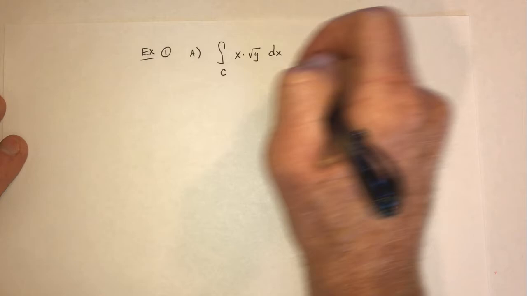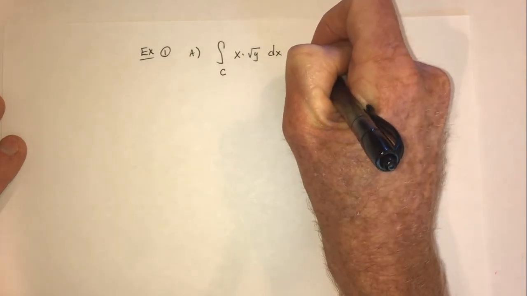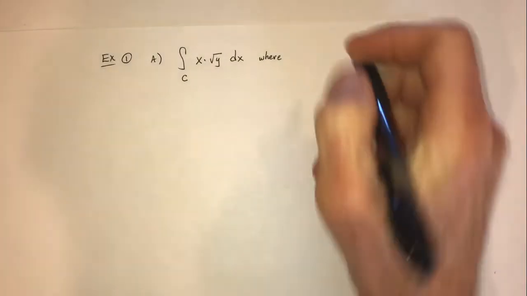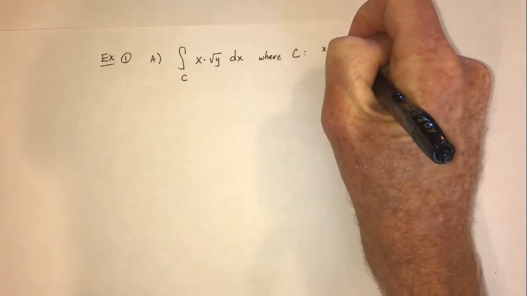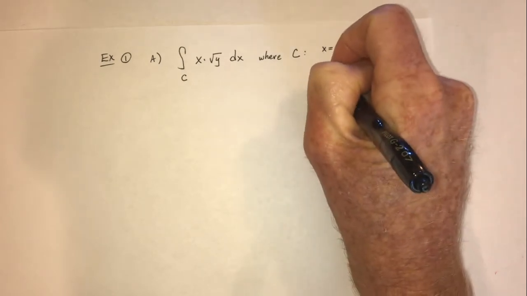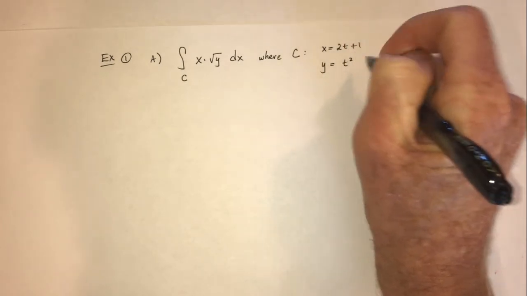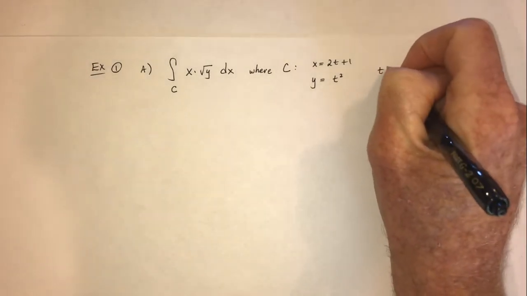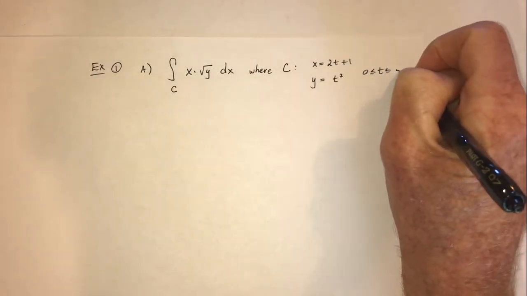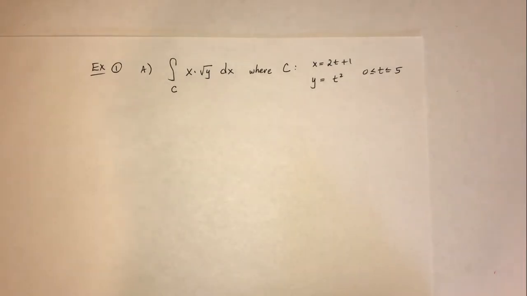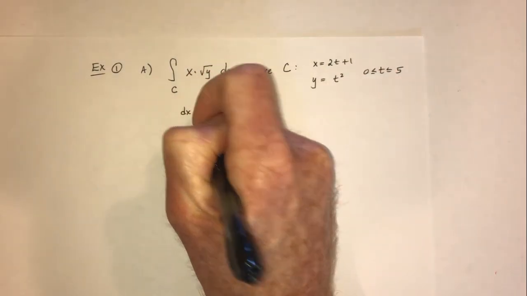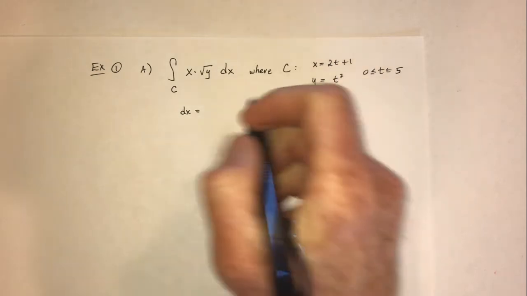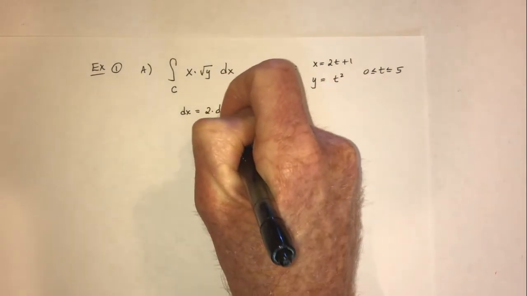And then c, I'll put it over here, where c is defined by x is equal to 2t plus 1, y is equal to t squared, and this is for t going from 0 to 5. So we're going to need to know dx. So dx is derivative right here. That's going to be 2 times dt.